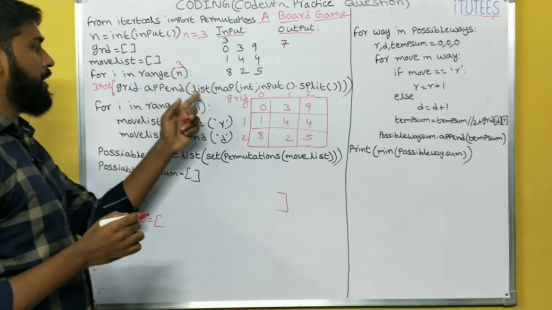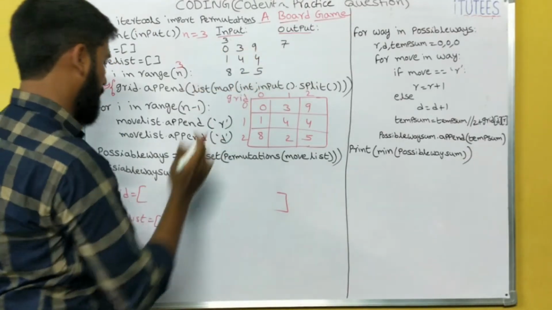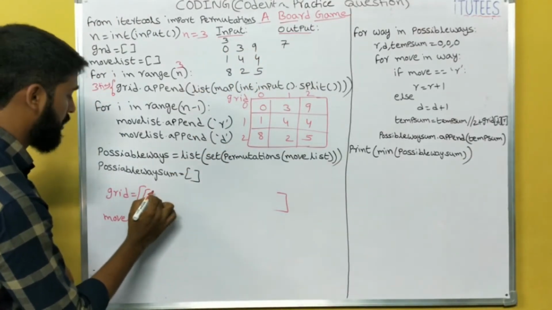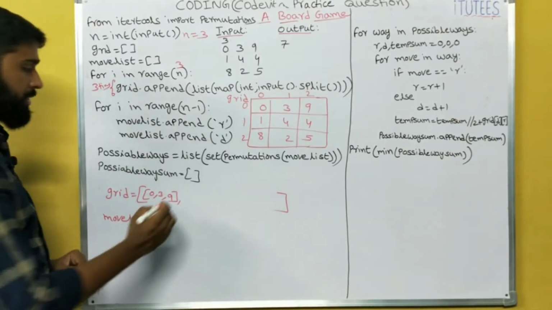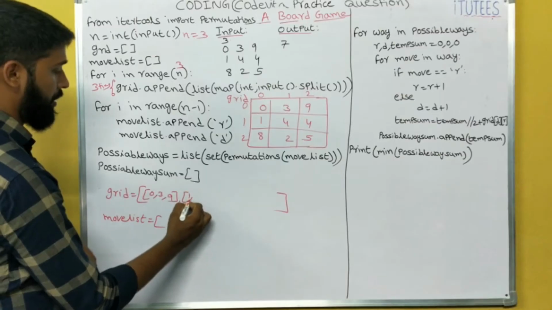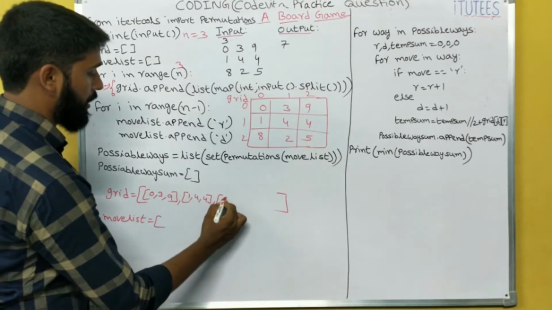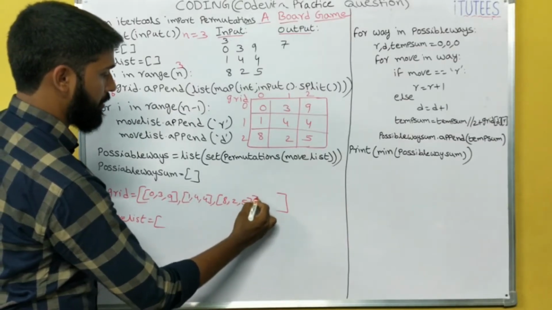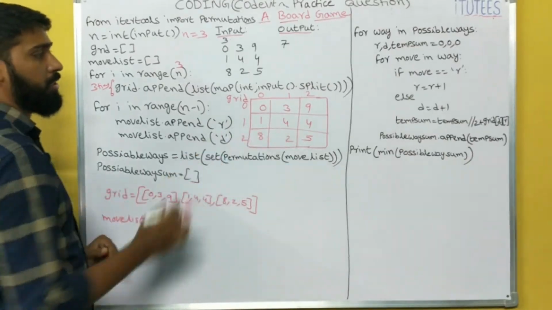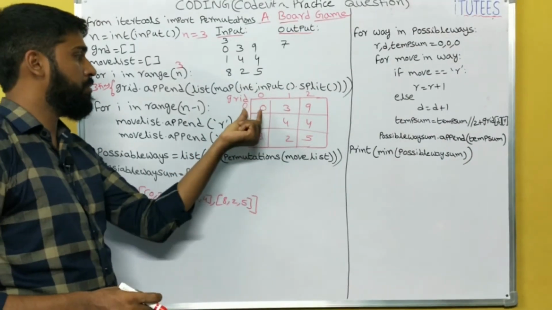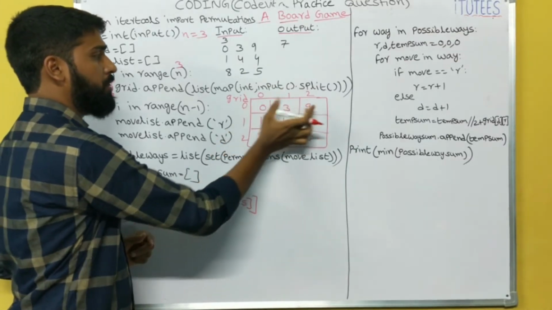So grid dot append list of map int comma input dot split. That means the first line is stored here: 0, 3, 9. In the next iteration, the second list 1, 4, 4. In the third iteration, 8, 2, 5. So this is the list grid. It stores like this. How can we identify the 0? It is grid of 0 0. How can we identify the 9? It is grid of 0 2.